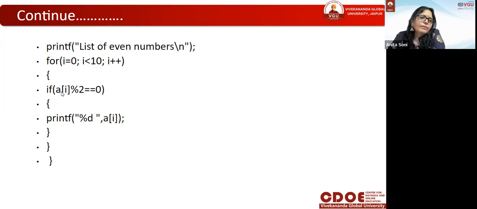For the first value, if it is divisible by 2, meaning if the remainder comes 0, then it is even. Otherwise, it is not even. We were supposed to find only the even numbers, so I have not used an else for odd numbers. If there is an odd value, it will automatically be skipped because we are taking action only for even. So this is the closing of the if statement, this is the closing of the for statement, and this is the closing of main.